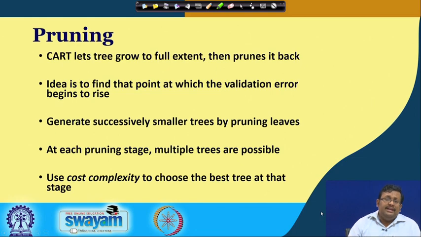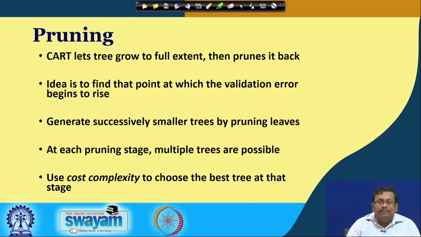The most important way of reducing or removing this overfitting is pruning. In this pruning method, CART first lets the tree grow to its full extent, then prunes it back, that means cutting the individual branches, and when we cut individual branches, obviously we are eliminating that particular rule. The ideal is to find the point at which the validation error begins to rise, and generally produce successively smaller trees by pruning leaves.